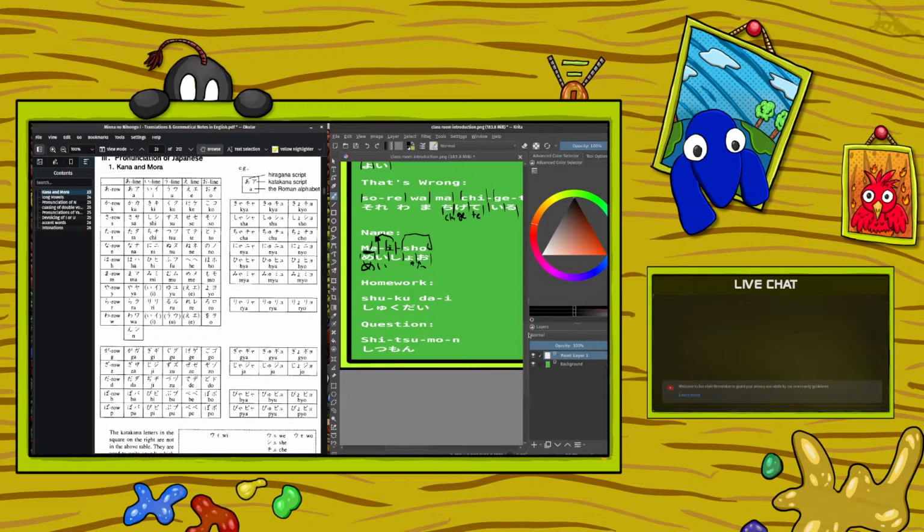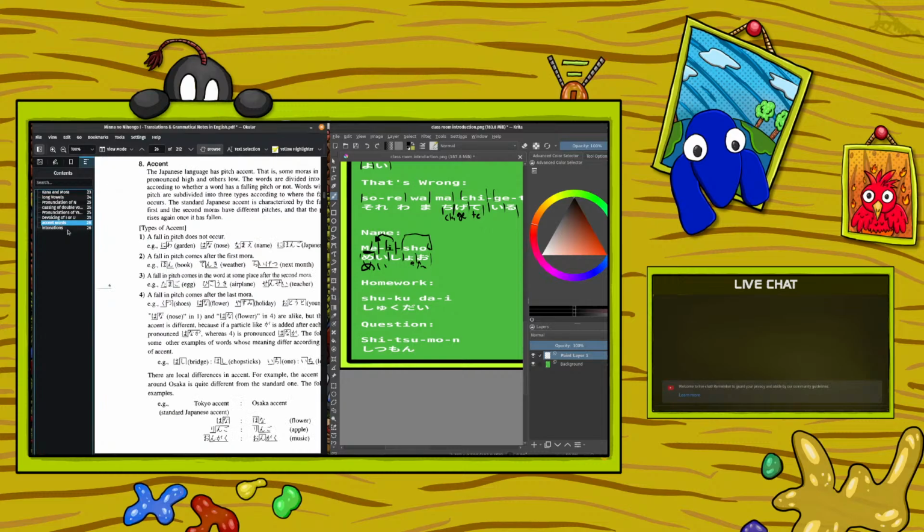Homework. Shukudai. So Shukudai is homework, and then question is of course Shitsumon. So that's it for me for now for the reading of it all, most likely, because we're already 40 minutes in.